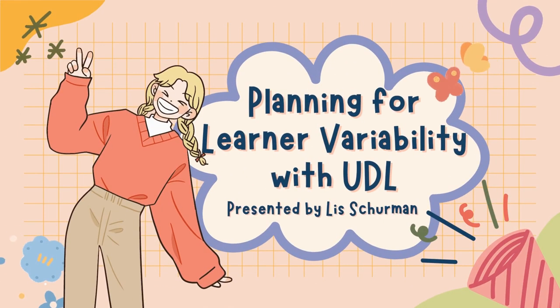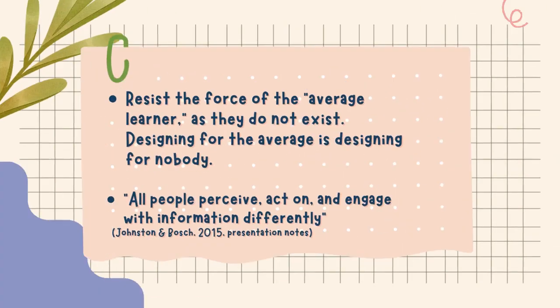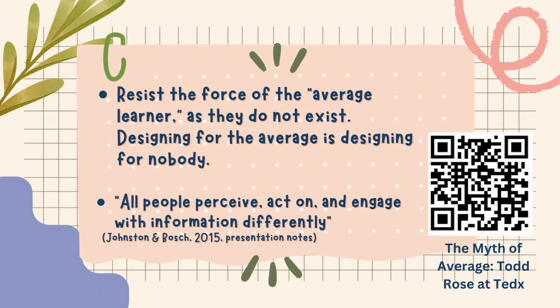In this series, we'll be taking a look at various pieces of universal design for learning. This video highlights what to look for when planning for learner variability. It's important to resist the urge to plan for the average student as we plan for lessons and units. Designing for the average is designing for nobody.